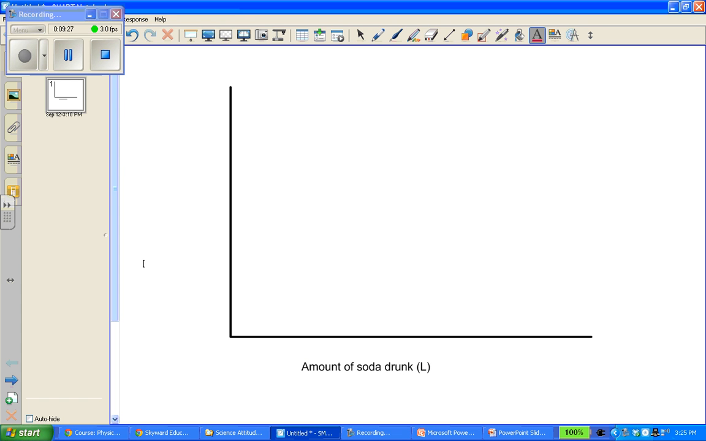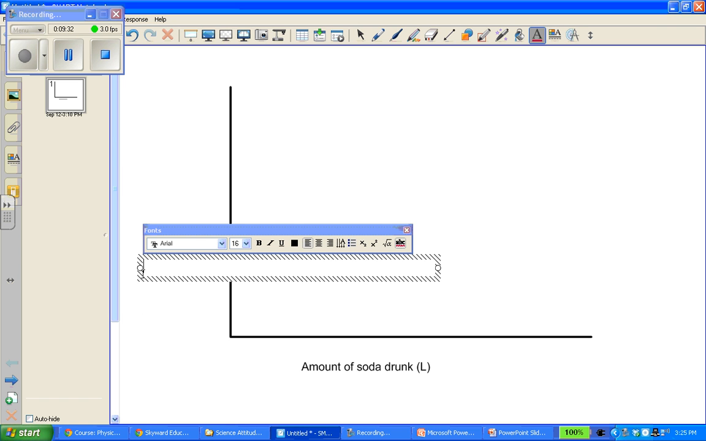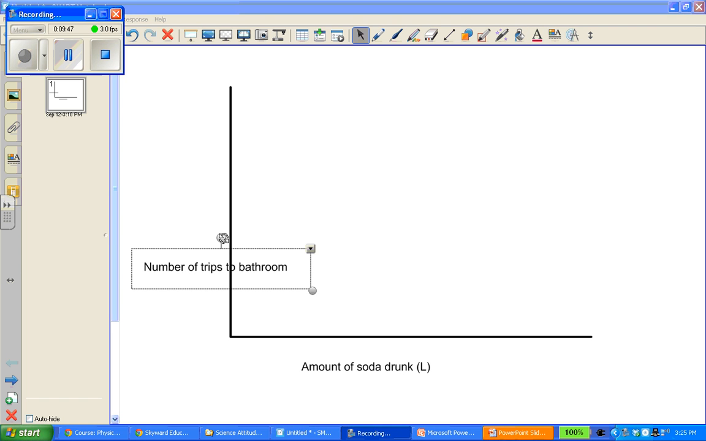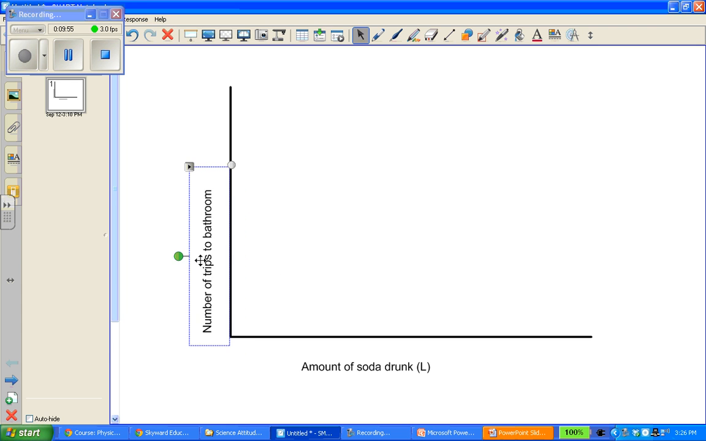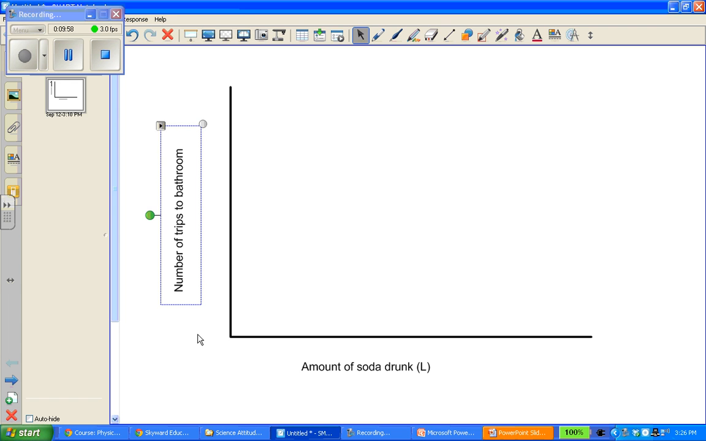Over on the y-axis, we're going to put our dependent variable, which is the number of trips to the bathroom. Since this is just a counted number, we don't need to actually put a unit after it. It's just the number. I'm going to rotate that so it matches up well. Scoot it over into place. Now the scale here is tough since I don't have the data, and I probably should.